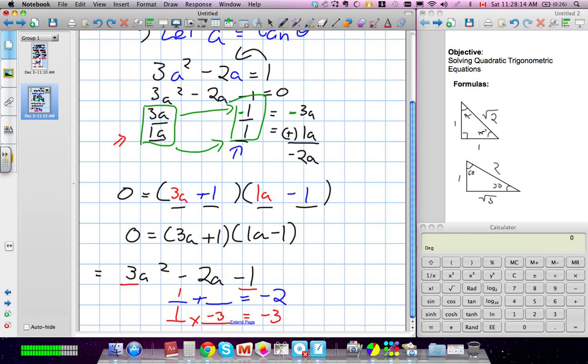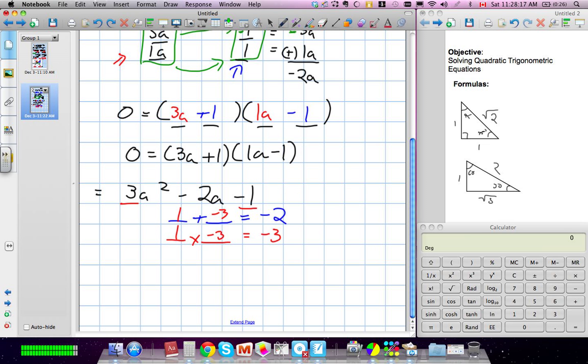So we split our middle term, negative 2, into those 2 terms. So we get 0 is equal to 3A squared, negative 2 is split into plus 1A and minus 3A, right? And then we still have our negative 1. So now what I do is I group them. I find the common factor for each of these. So a common factor here is just A. So I get 3A plus 1. And in this one, I kept the negative sign, okay?